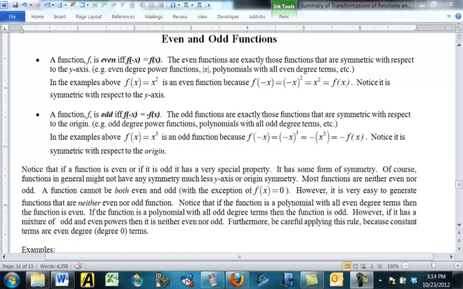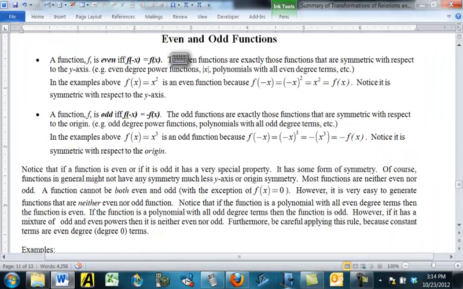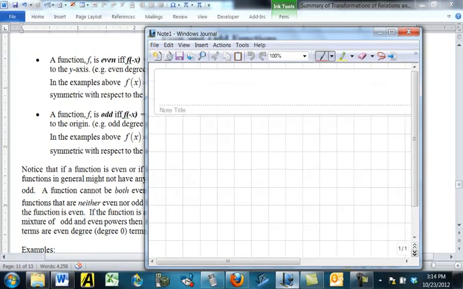Now we say a function is odd, or an odd function, if and only if f of the opposite of x is the opposite of f of x. So what we are saying here is that f of the opposite of x is the opposite of f of x.